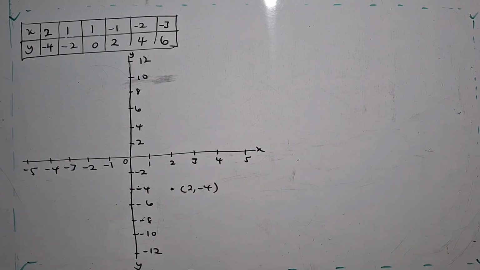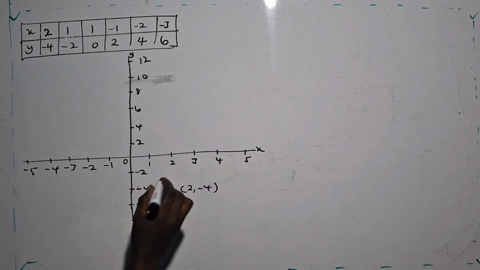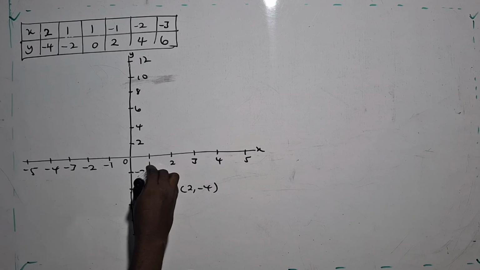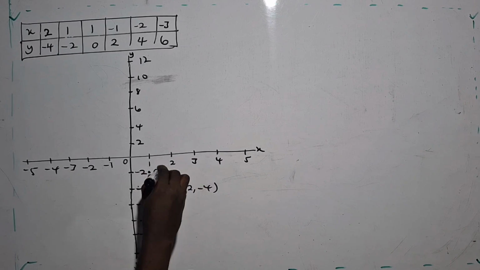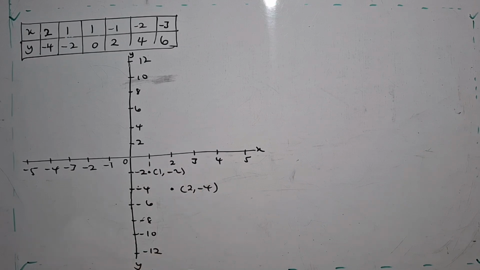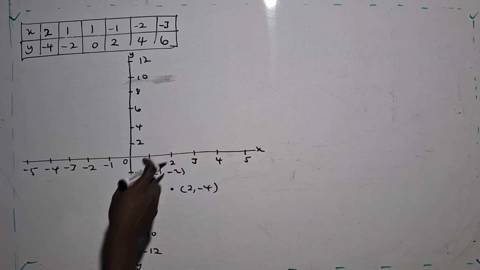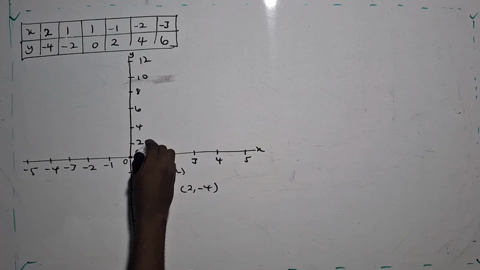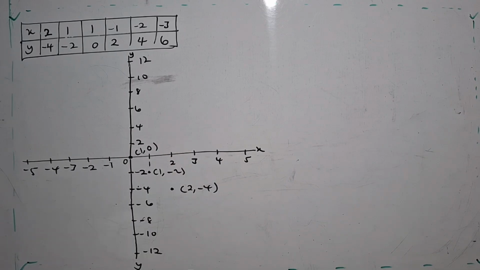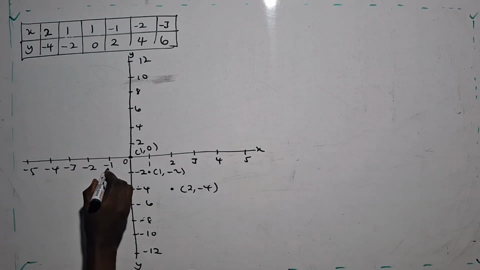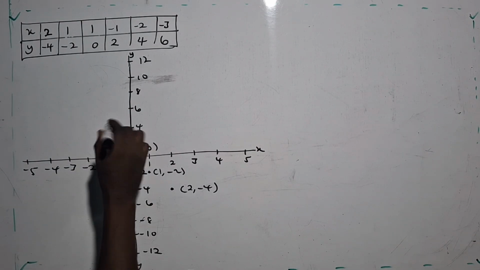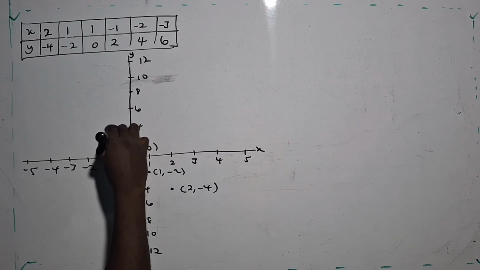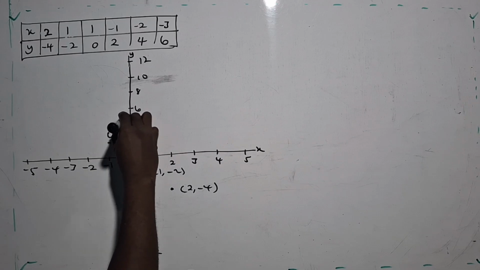Then the next one is 1, -2. So 1, -2. They are meeting here. Then the next one is 1, 0. 1 on the x, 0. They are going to meet here. So 1, 0. Then we have -1 on the x, 2. So -1 on the x, then 2 on the y. They are going to meet here. So -1, 2.